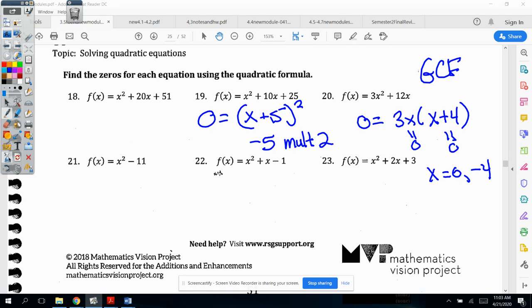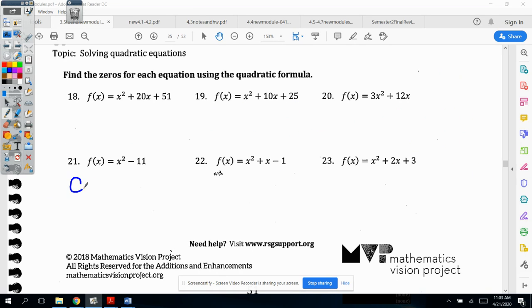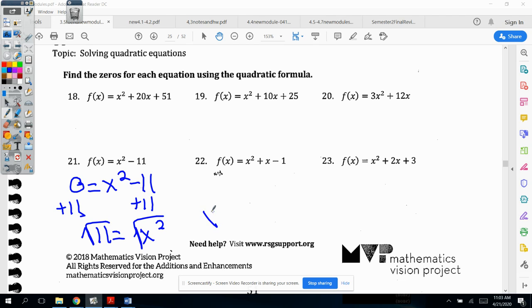Okay, this one, I could do quadratic formula, but I can just get x by itself here. If I add 11 to both sides and I square root, I will get, don't forget your plus or minus because you're looking for 2, plus or minus the square root of 11 for number 21.